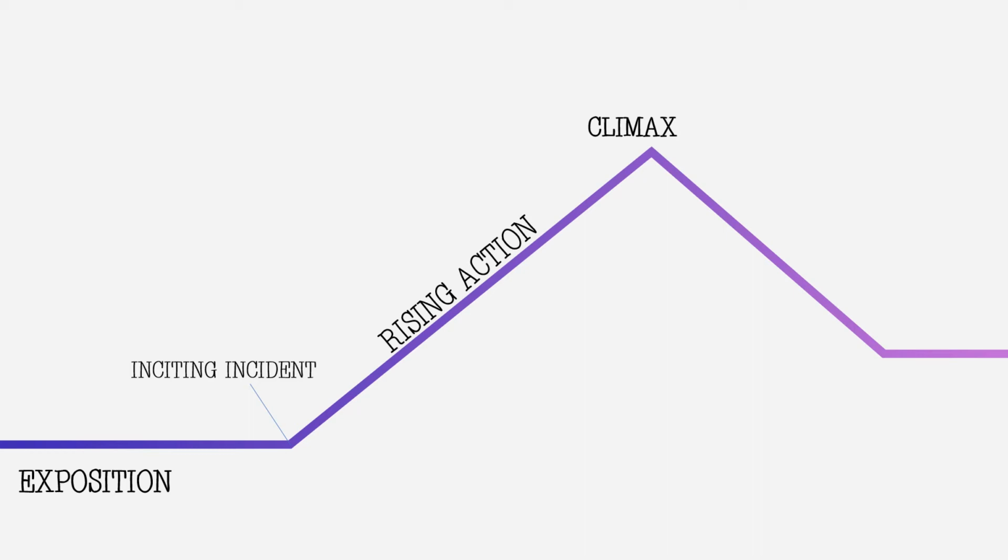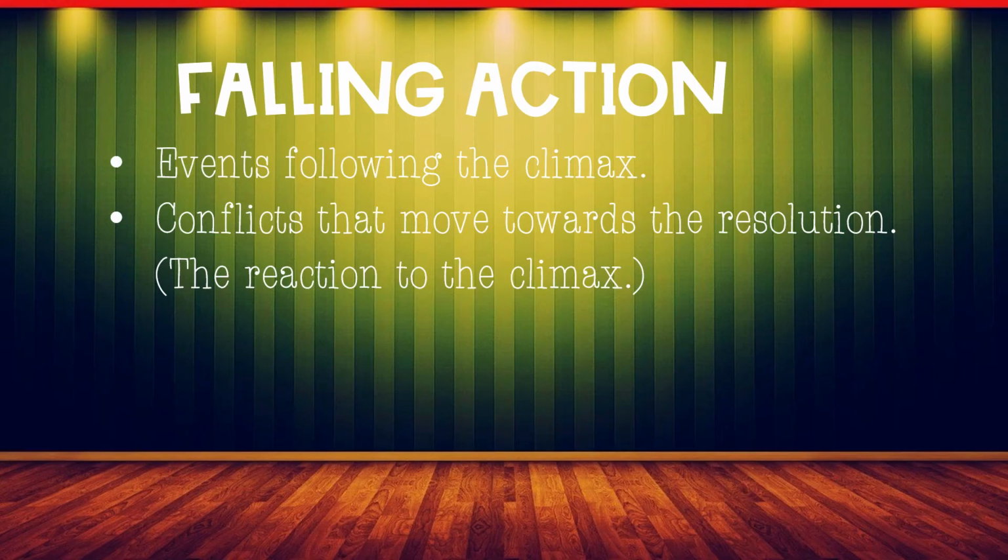A lot of people tend to believe that climax and conflict are the same thing, when in fact, as you can tell in the pyramid, they're not. The conflict is what causes the climax. The inciting incident, or the conflict, is what establishes that turning point for the character. So once we reach the falling action, this is where all of the events following the climax have happened. And what these events entail are reactions to the climax. And all of these events are moving us towards the resolution or the end of the play.